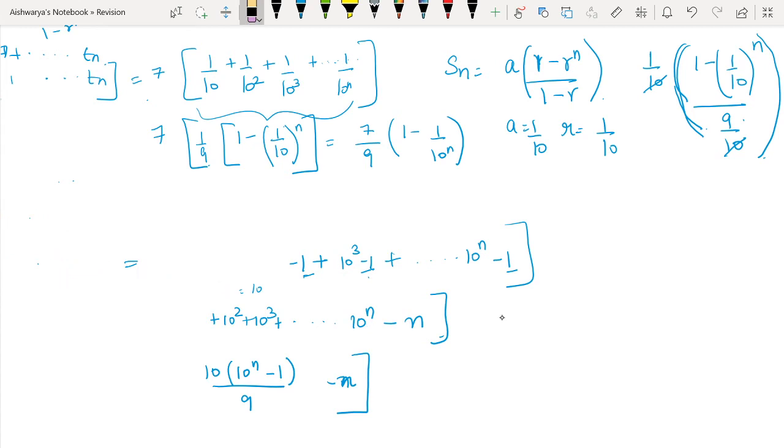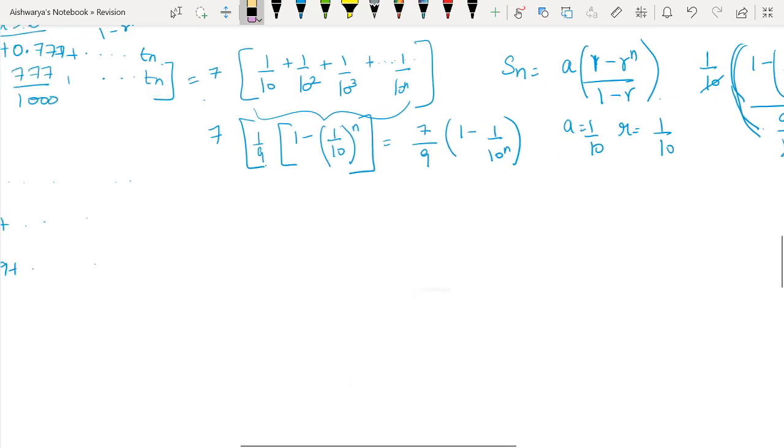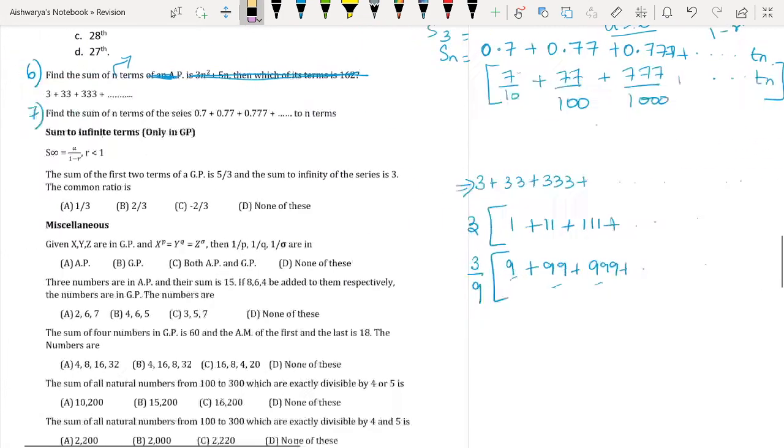Is it fine? Now with the decimal, this is what happens. Without the decimal we solved one problem, with the decimal we are solving one problem. Shall we go to the next question?